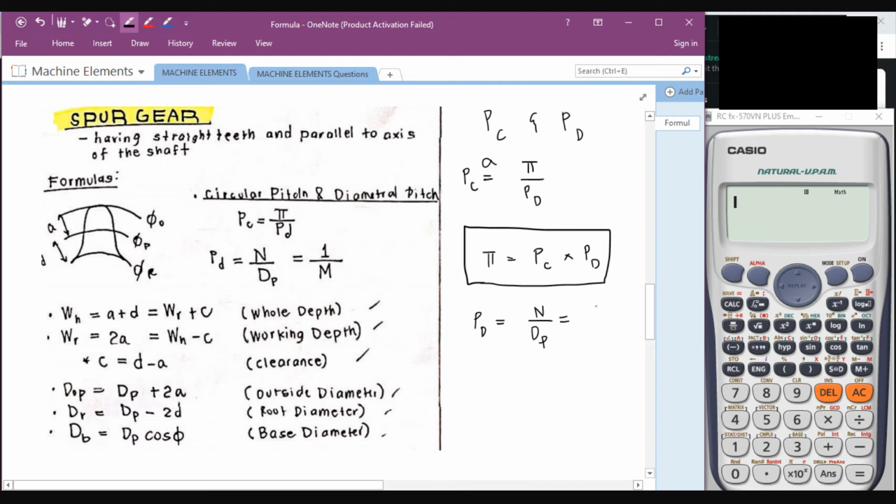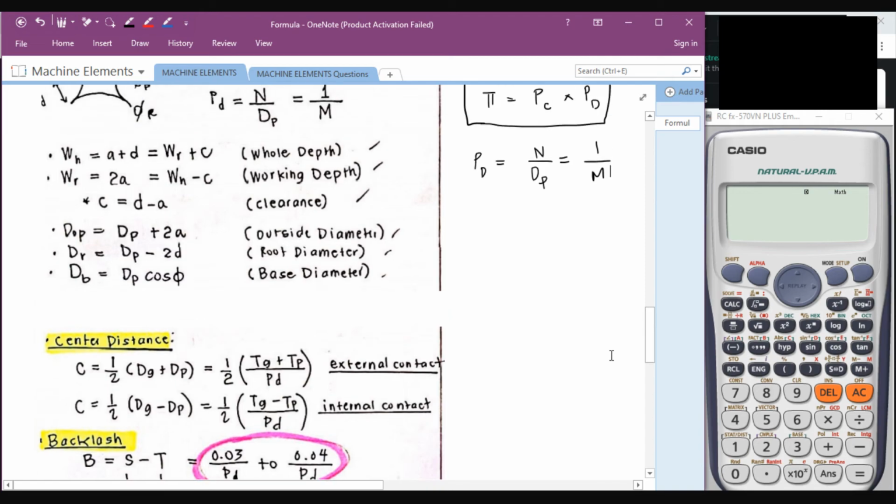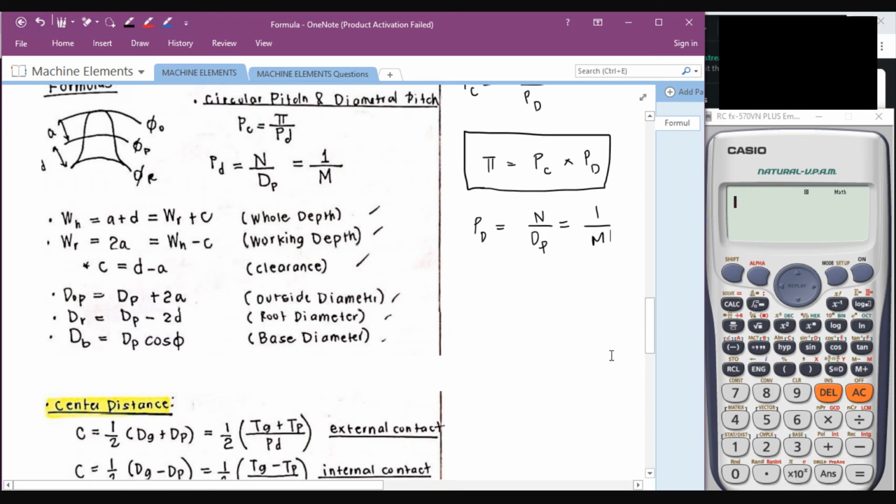Or that is equal to 1 over module. The module is the size. N is the speed of the pulley or the cog. Diametral pitch is its speed per pitch, how many teeth per inch it travels. Module is measured in teeth per inch, TPI.